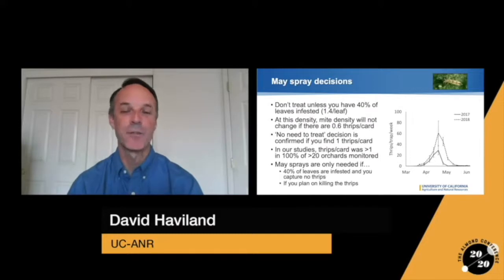They're just not justified because growers are not getting to 40% of leaves infested, and the thrips are well above the levels needed to keep the mites in check.